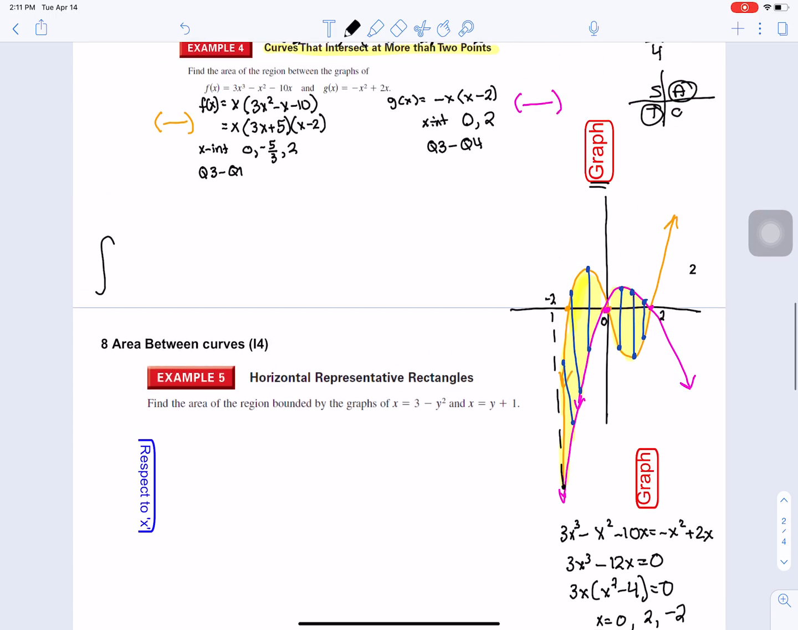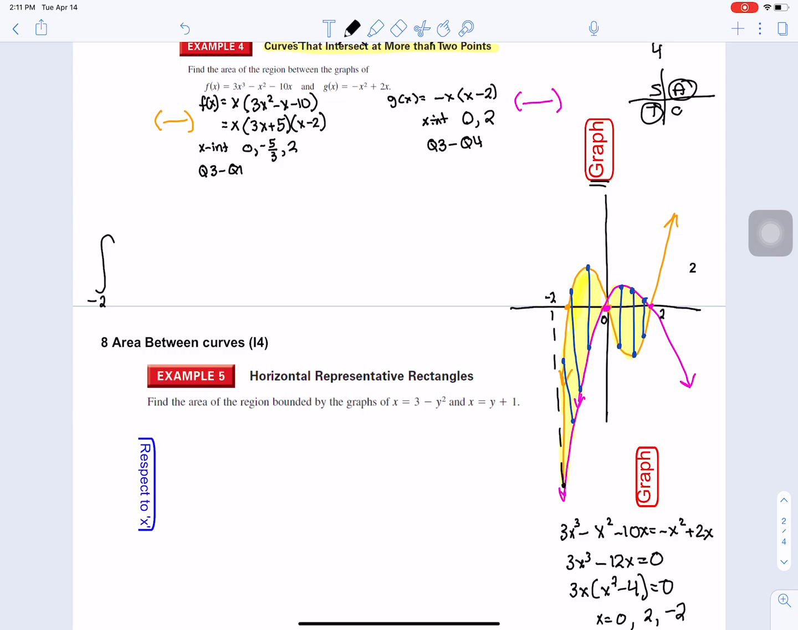So my first integral is going to be set up from minus 2 to 0. My top function is the orange, which will be 3x cubed minus x squared minus 10x. Minus my pink function is the bottom, which is minus x squared plus 2x. And we're integrating with respect to x.